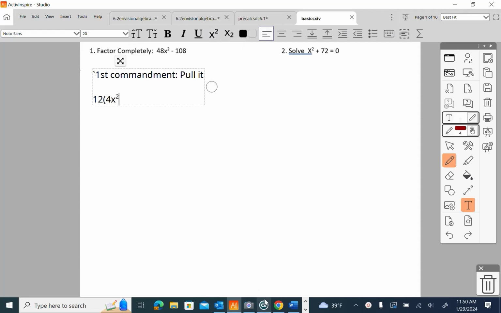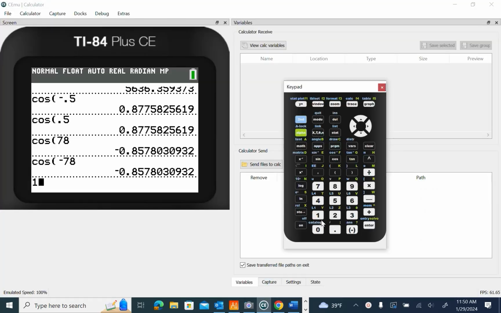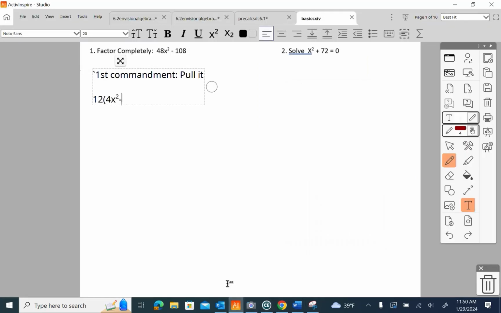And here's what you do, kids. I know you can't do math. You play around with numbers. I just happen to be good at it. 108 divided by 12 is 9. So minus 9, because it was a negative.